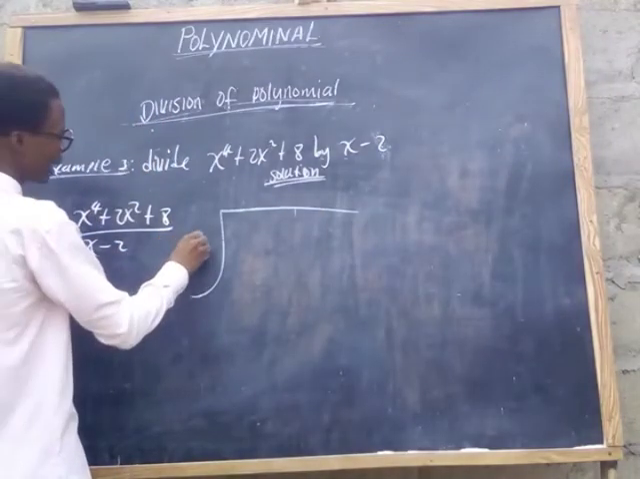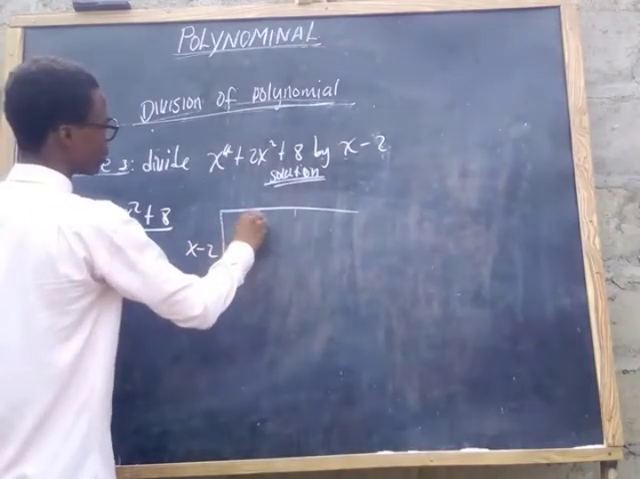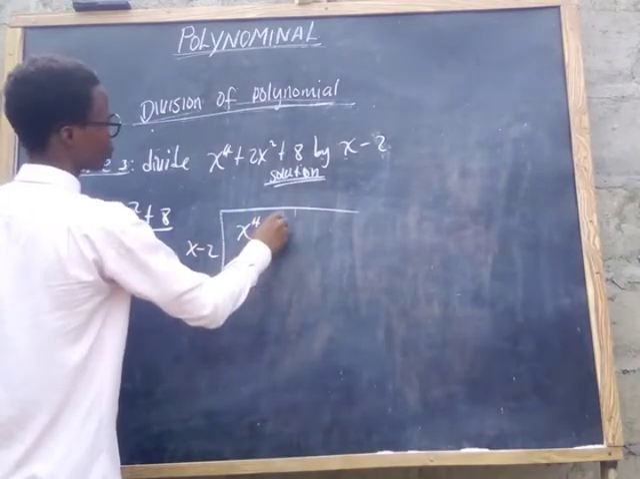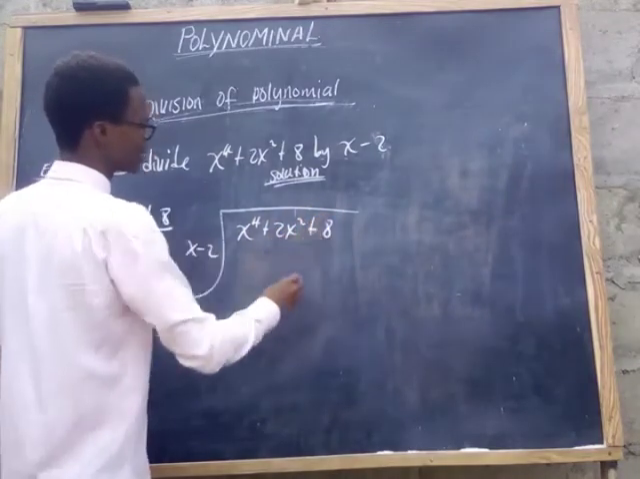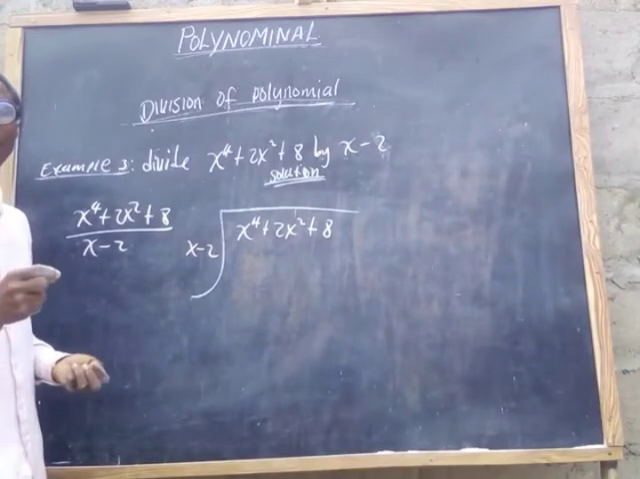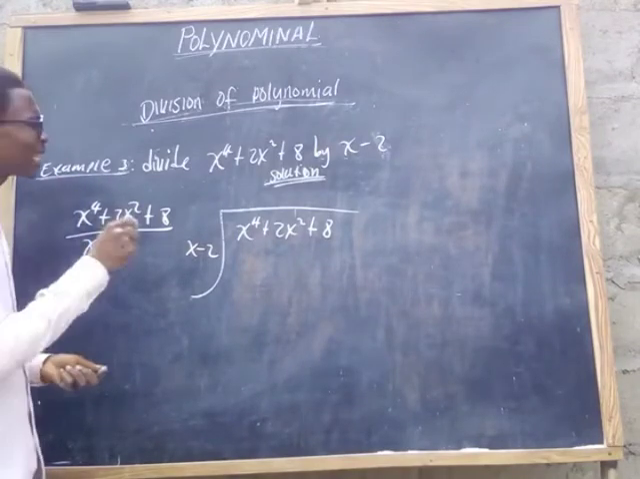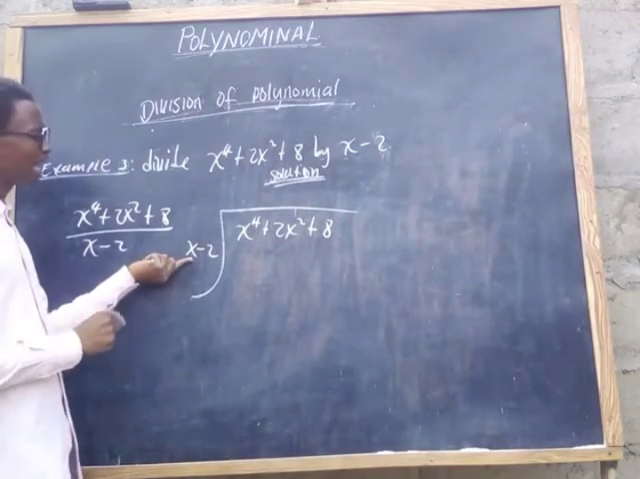So you say, right. So now you say what? x minus 2. And what? So say x raised to the power 4 plus 2x raised to the power 2 plus 8. Do you see it? Now what are we going to do? It's the same step that we did in solving the previous question. That's what we are going to do again. No changes, right? Good. Now let's go.